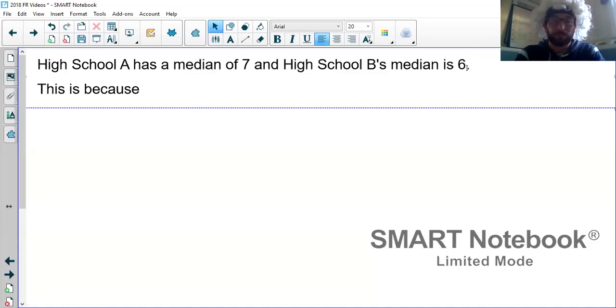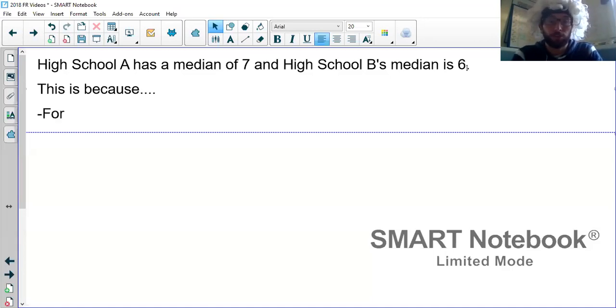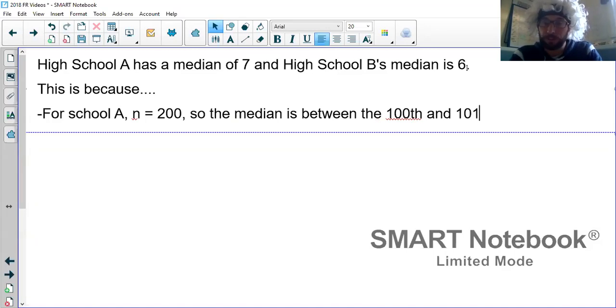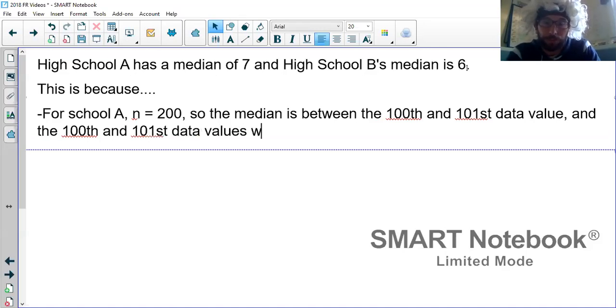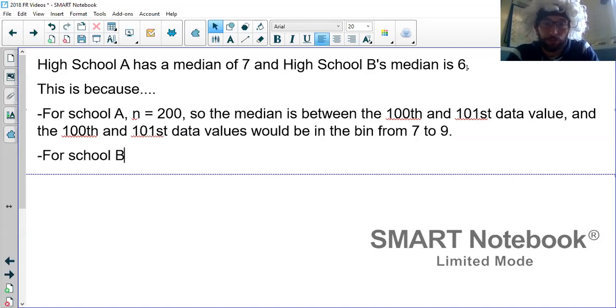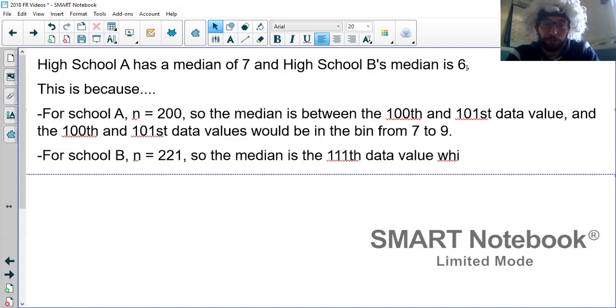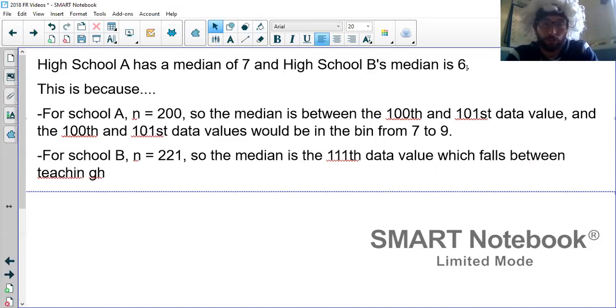So this is because, maybe you use some bullets, right? For school A, n equals 200. So the median is between the 100th and 101st data values, and the 100th and 101st data values would be in the bin from 7 to 9. And then for school B, n equals 221. So the median is the 111th data value, which falls between teaching years 4 and 7.